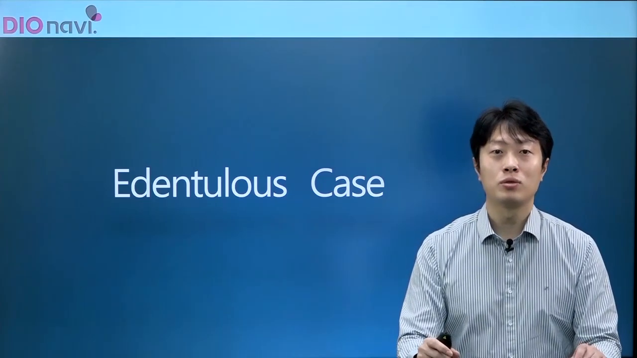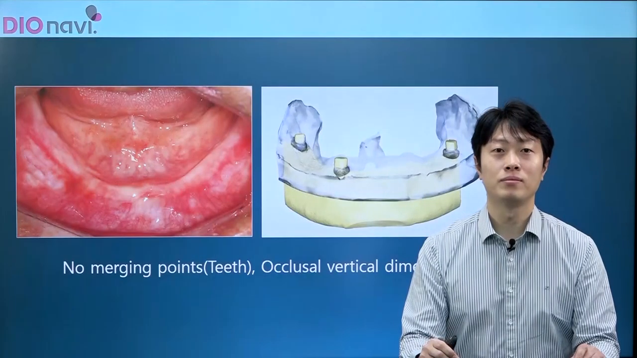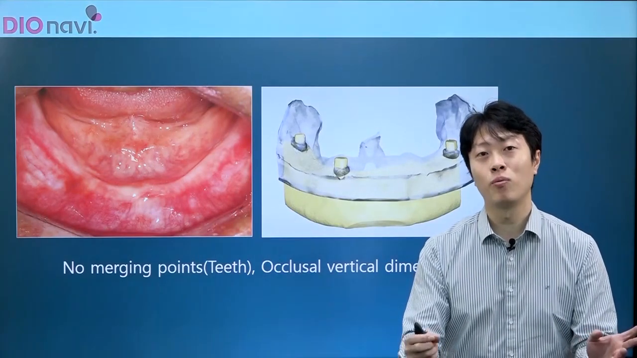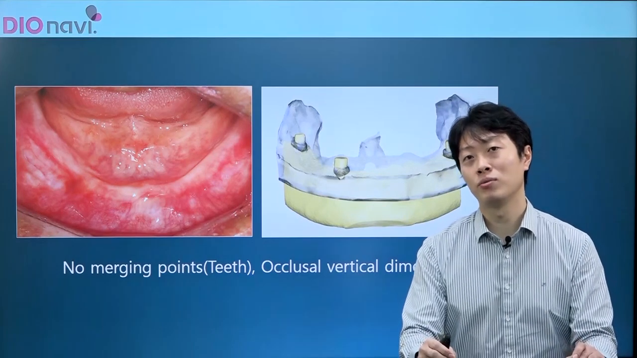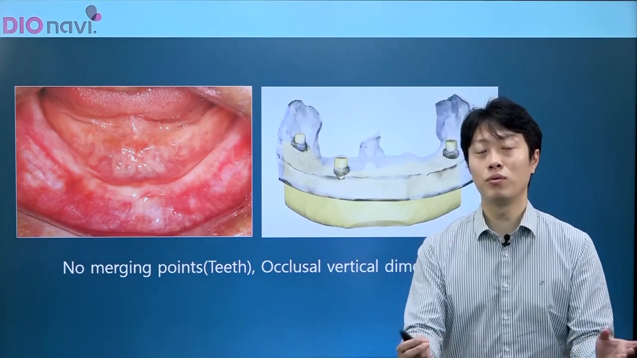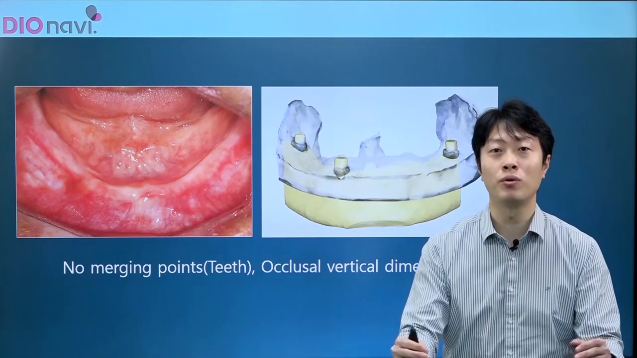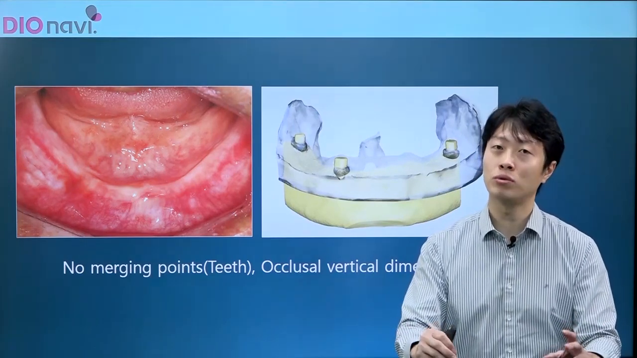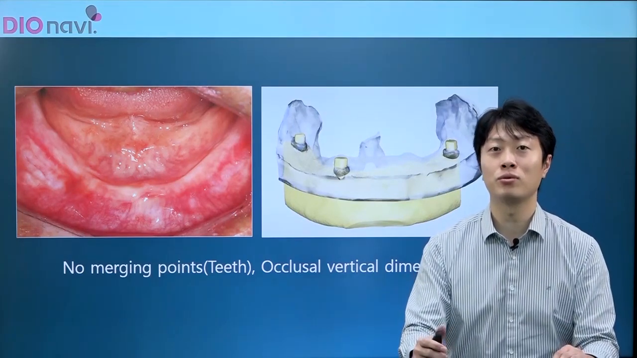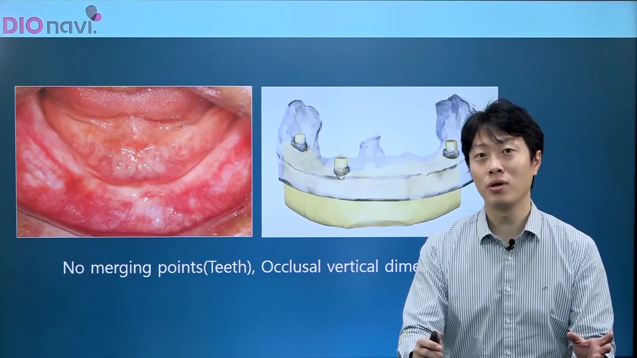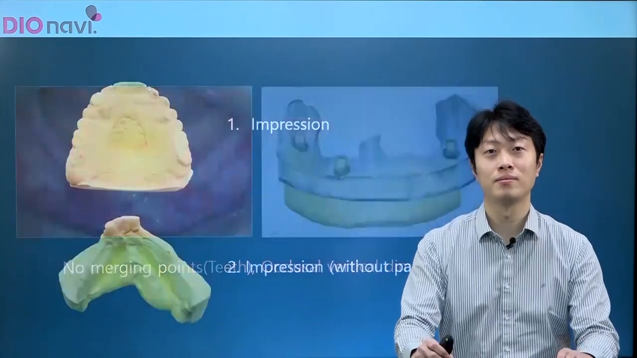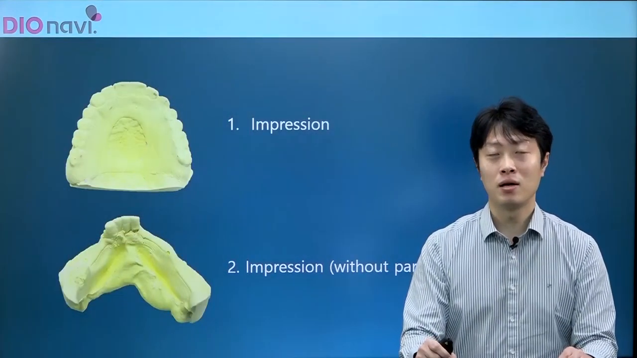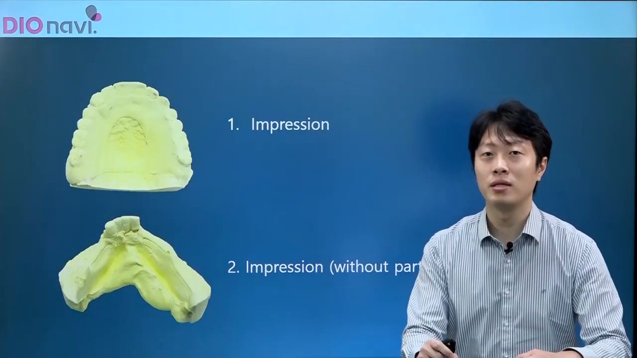Let's see how we can acquire data from edentulous jaw cases. The case of edentulous jaws differs from the case with the teeth because there are no teeth to merge and the vertical height is not determined. You may wonder how merging is done if there are no teeth and if there is no area to merge. Let's take a look at the process applied to edentulous jaws. I will first take an example.